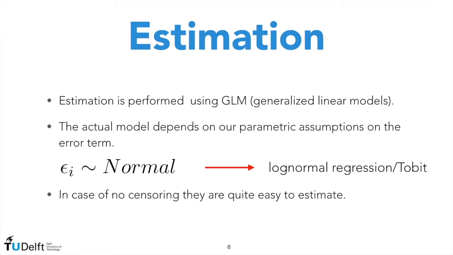Most problems arise when we are considering censored observations. In that case, depending on the parametric assumptions, it can be difficult to obtain the parameters of the model. In the case of normally distributed errors, this is not a big deal because we can rely on the so-called Tobit regression, which is quite common in economics.